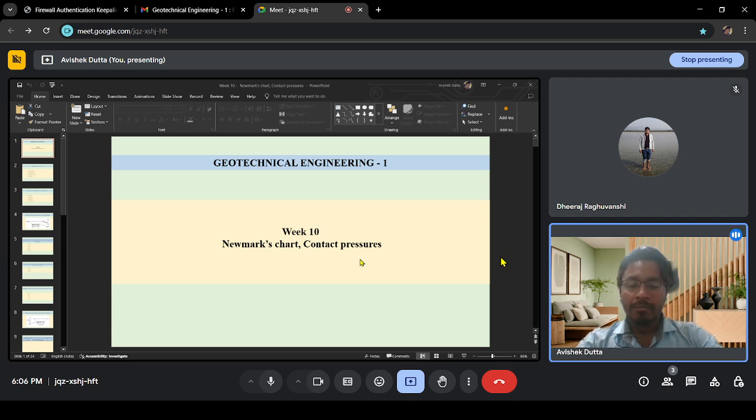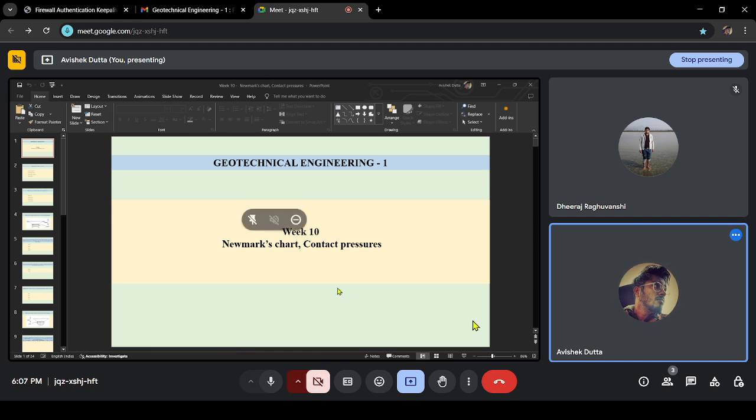Like the previous sessions, I will first dictate the questions, and you need to write them down very carefully. There are numericals on Newmark's chart and also some numericals from the shear stress and earth pressure chapters. Then you solve the questions. Today I'll give you 15 minutes because there are some more numericals. After that, I'll start discussing the solutions. I hope you are sitting with your copy, pen, and calculator. Without further ado, I'll go to the PPT now.